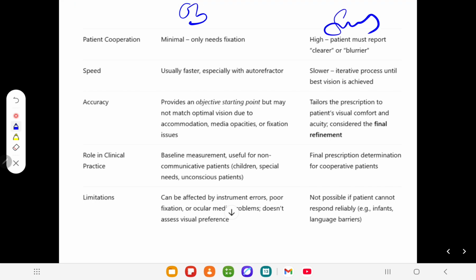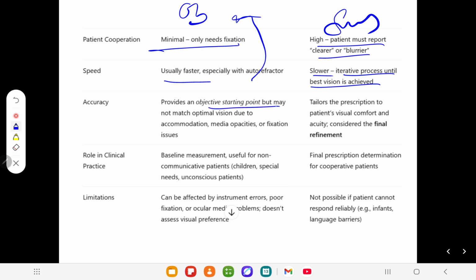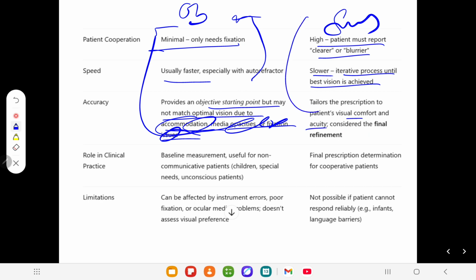In objective, the patient's cooperation is minimal. No cooperation is quite difficult, but minimal. In subjective, high cooperation and high attendance is very important. Speed is usually faster, especially autorefraction is very fast, but definitely retinoscope takes more time and is slower, because initially the patient must achieve comfort. Accuracy: objective refraction may not match with the vision. Accommodation, media opacity, and fixation issues create objective refraction problems. But definitely, if vision comfort is there, subjective refraction is quite good.